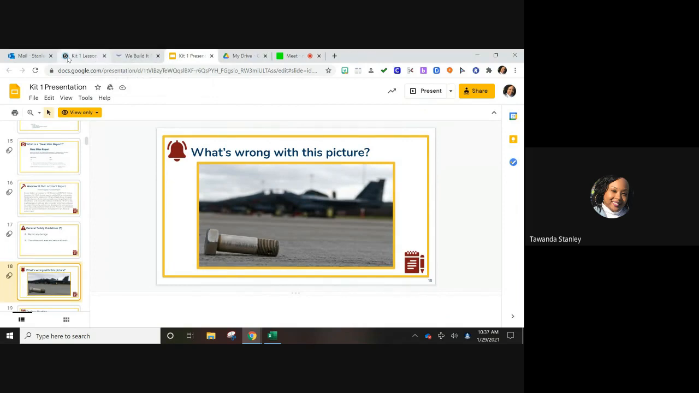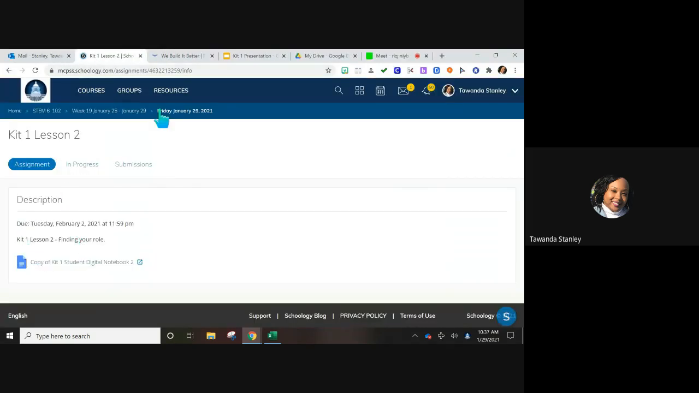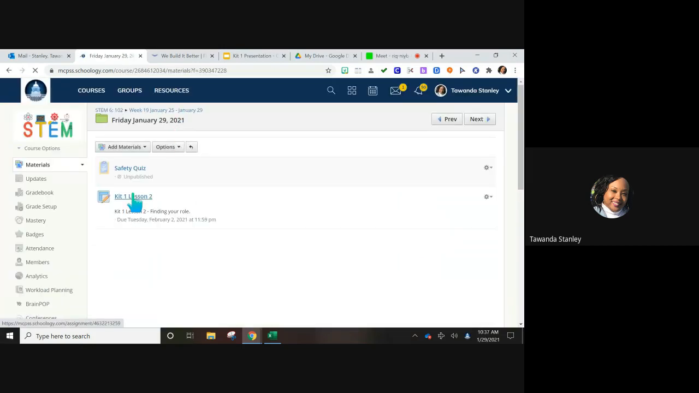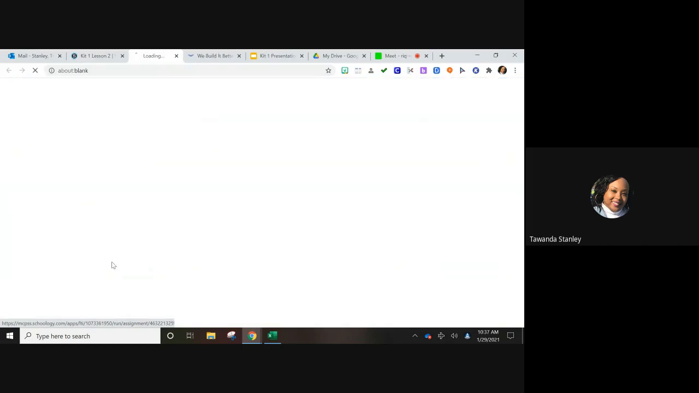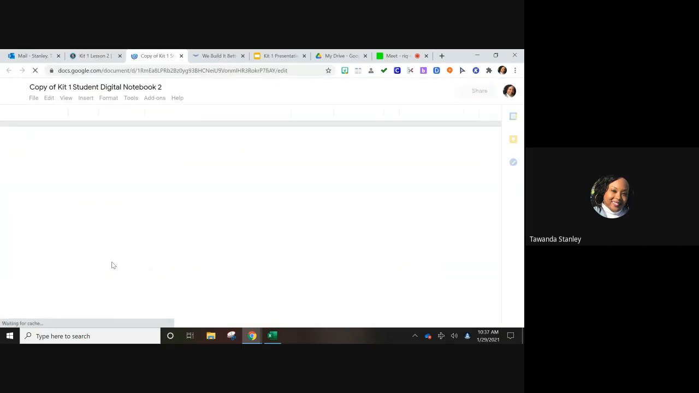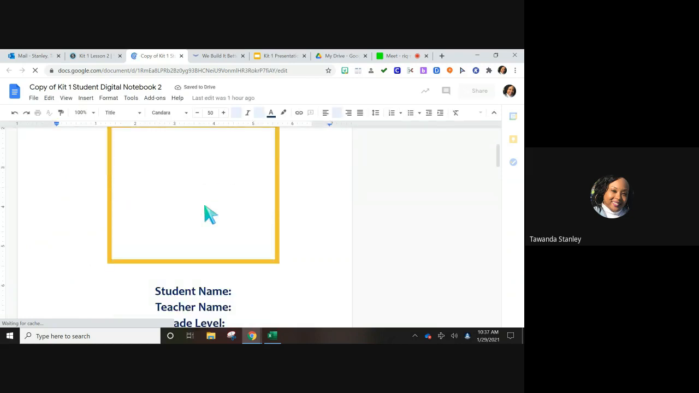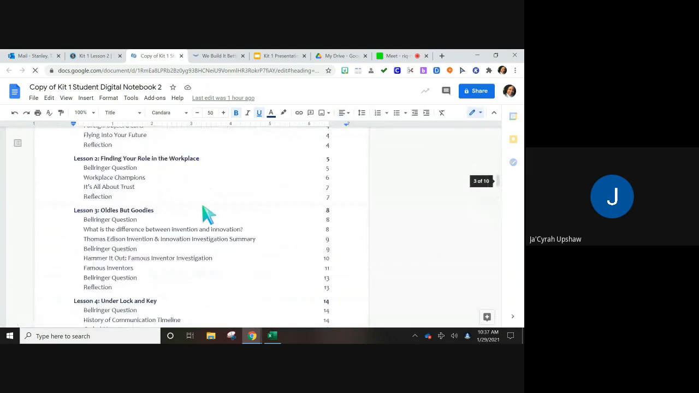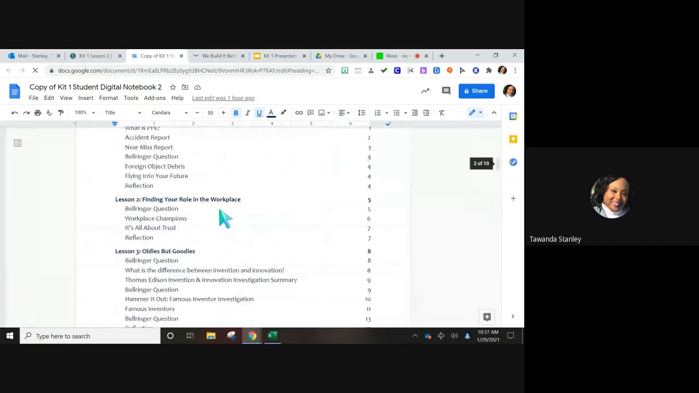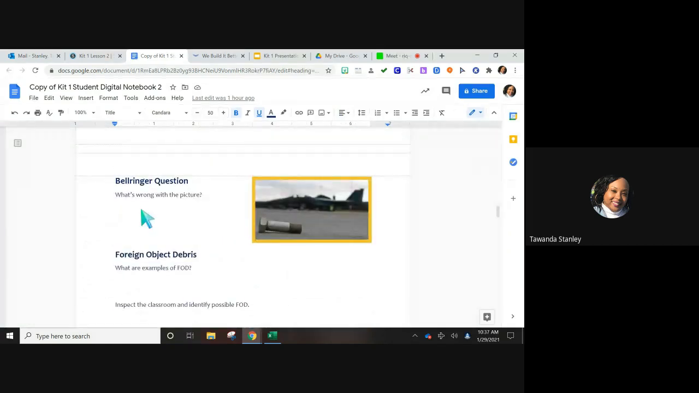So if you go to Friday's folder and click on Kit 1 Lesson 2, because that's where we are today, and click on copy of Kit 1 Student Digital Notebook 2, and scroll down. Don't put your name on it. You could put Miss Stanley and your grade, but don't put your name. And scroll down. You will see this picture that says what's wrong with this picture.